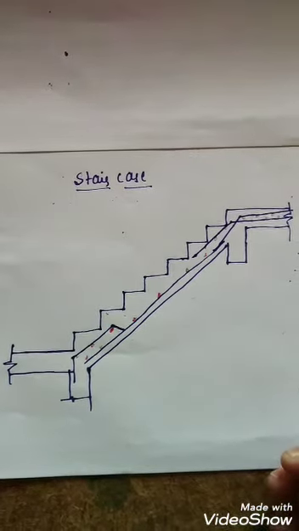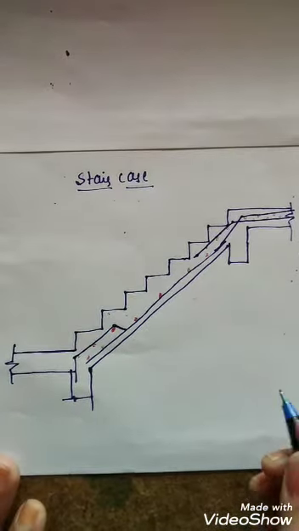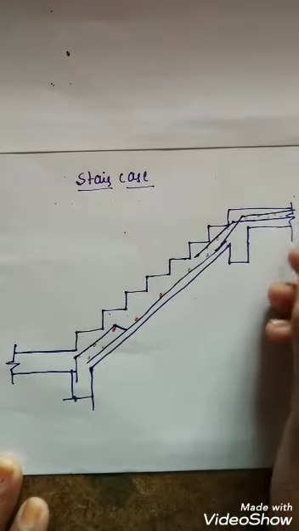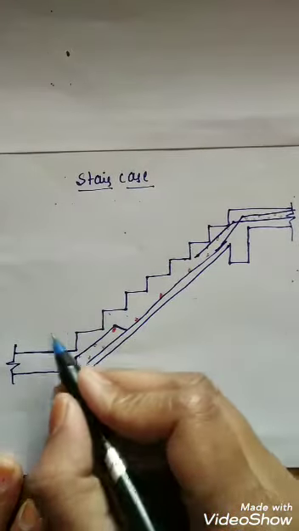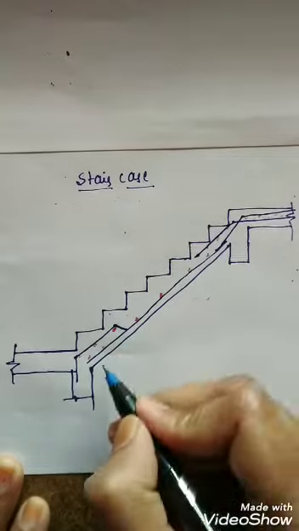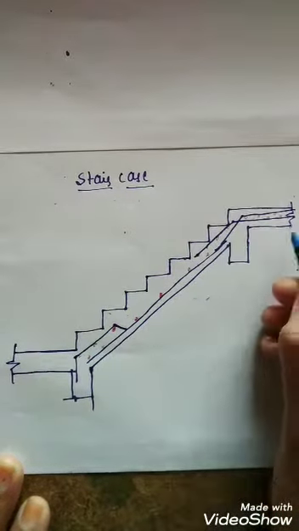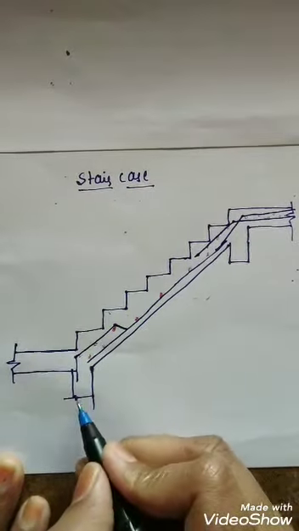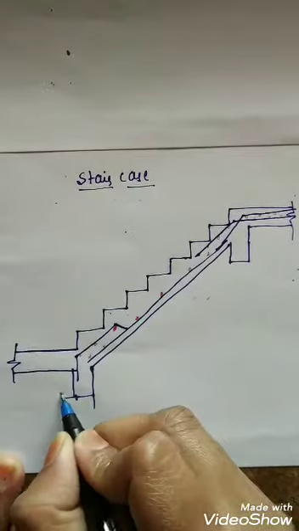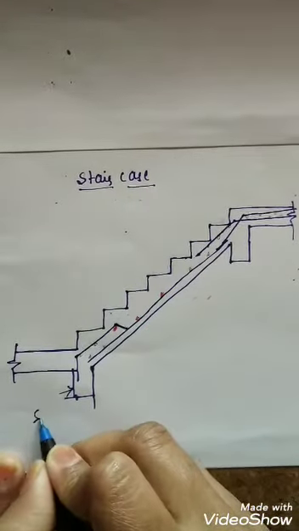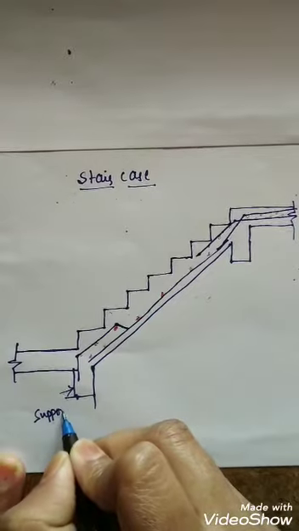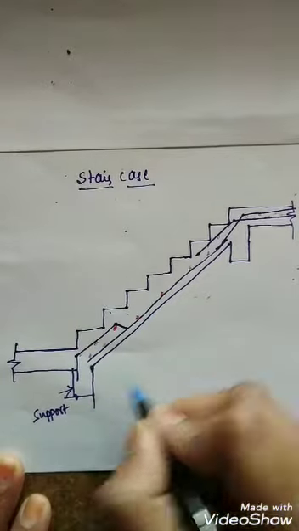Good morning everyone. Today we will discuss parts of the staircase. I have drawn one flight here. This will consist of a number of steps and two landings, and this one we are calling a support. Support is nothing but a beam, otherwise you can give it as a column.